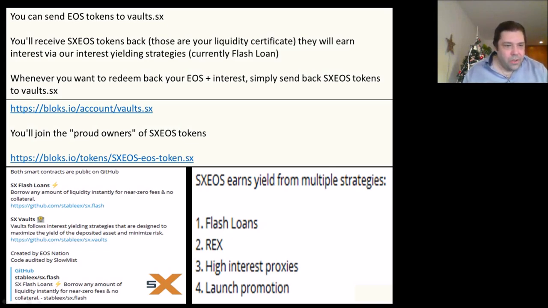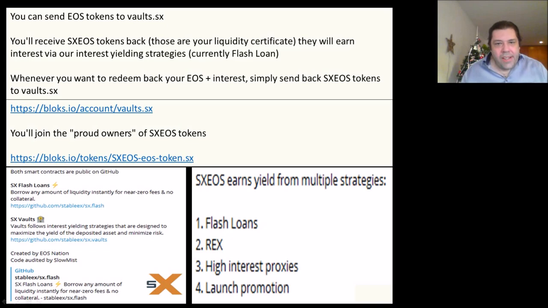About the smart contract, you can go on GitHub. Okay, you see the description here. With the SX flash loans, you borrow any amount of liquidity instantly for near zero fees and no collateral. And that is working in the same transaction. And the SX vaults follow interest yielding strategies that are designed to maximize the yield of deposited assets and minimize the risk. All that is created by EOS Nation, and the code is audited by Slowmist, a very well known audit organization. So the multiple strategies of SX EOS are the flash loans, the resource exchange, the high interest proxies, and launch promotion. Okay, those are the four strategies that are used.